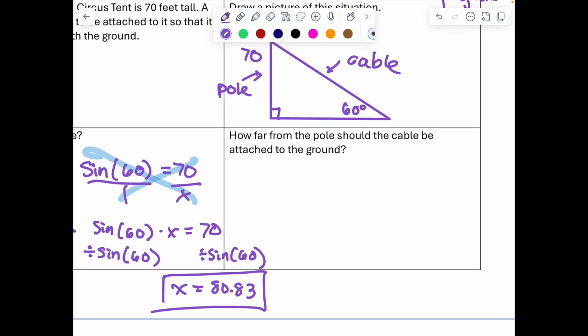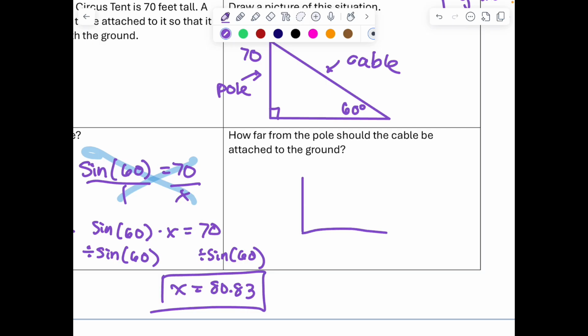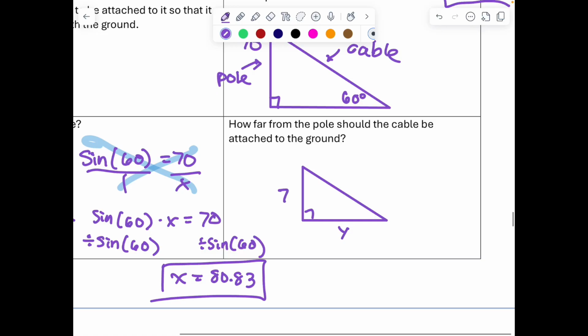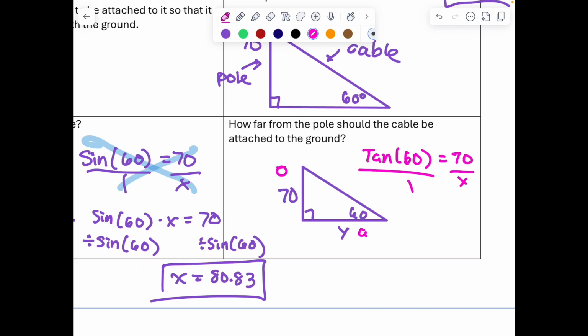And then, how far from the pole should the cable be attached to the ground? Okay, so that means now we are looking for this side. I'm going to call that y. This is still 70. This is still 60. So this is the adjacent side, and this is the opposite side, which means we're going to be using tangent. Okay? So tangent of 60 is opposite over adjacent, so 70 over y. We can cross multiply, the tangent of 60 times y equals 70. Divide both sides by the tangent of 60.